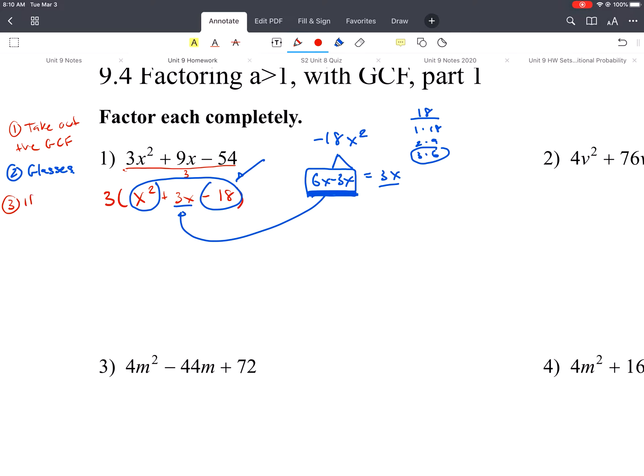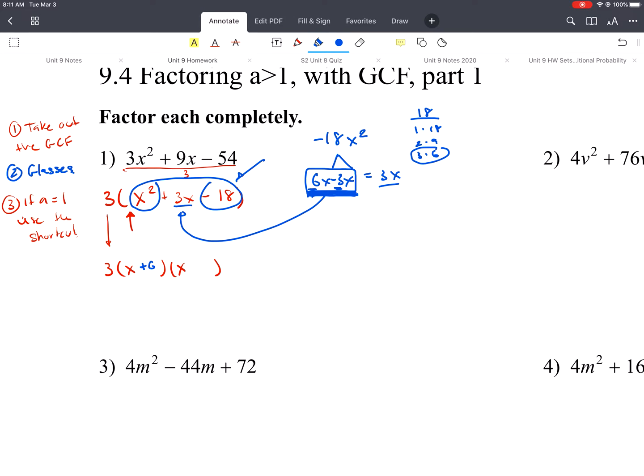if a is 1, use the shortcut. Okay, so the shortcut, again, is if a is 1, so there's no coefficient in front of that x squared, we can use the shortcut. So we still have the greatest common factor, we'll write that down, and then we're going to write down 2 parentheses. What's going to go in those parentheses will always be your variable, so x and x. And then these numbers that we found, the 6 and the negative 3, that's what's going to go in these parentheses.